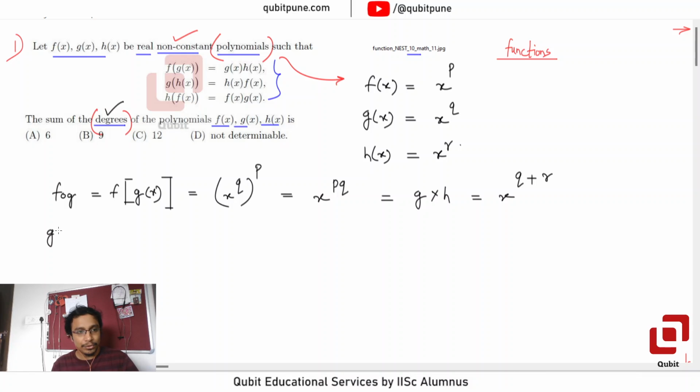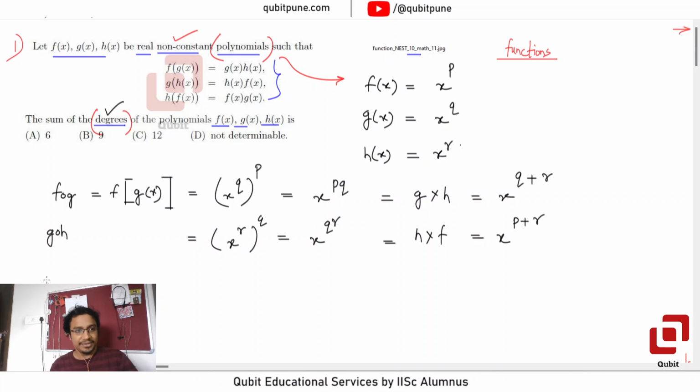So let us now go to g of h. Now what will come in g of h? Tell me, what will be g of h? x raised to r, raised to q, correct. So this will be x raised to qr, and on this side it is h into f, so it will be x raised to p plus r.